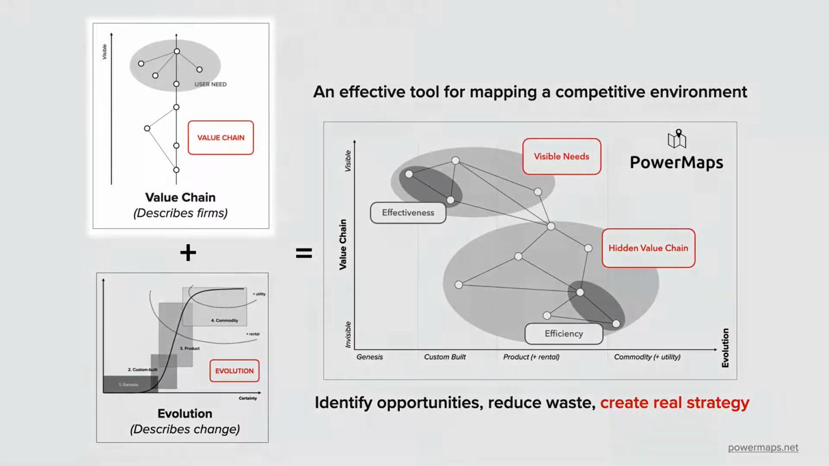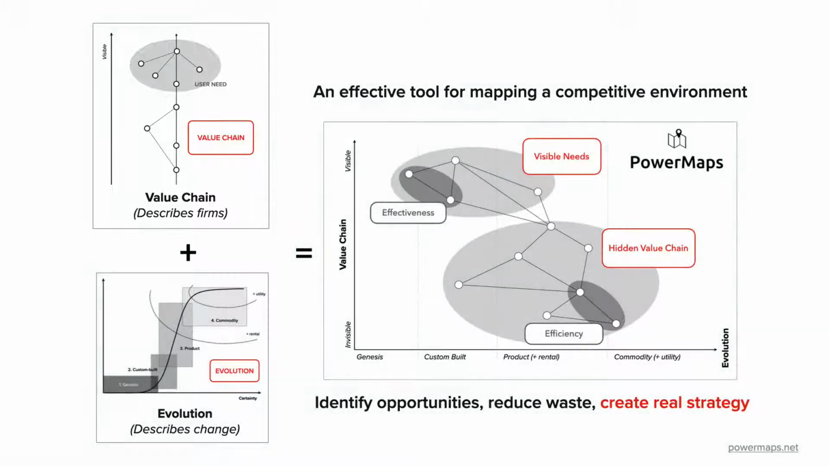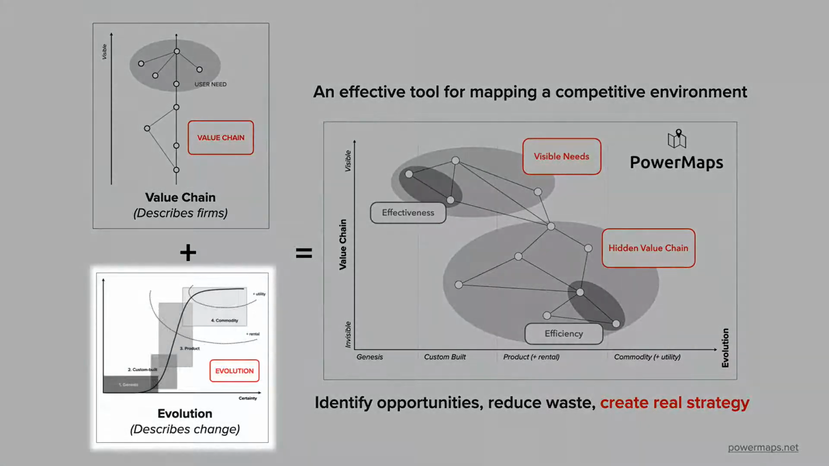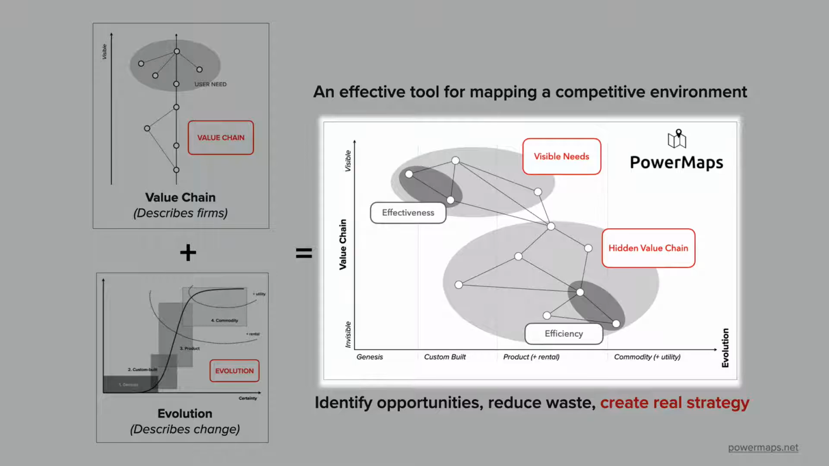So let's look at how to address this deeper problem with the help of a power map. We start with the vertical axis describing the firm's value chain, the activities and practices it performs to create value for its customers and other users. We also have a horizontal axis, describing how things are changing in the wider industry, what we call evolution. Combining these two axes gives us a power map.